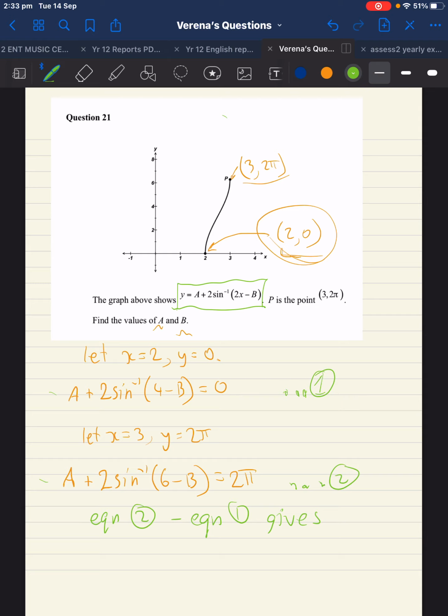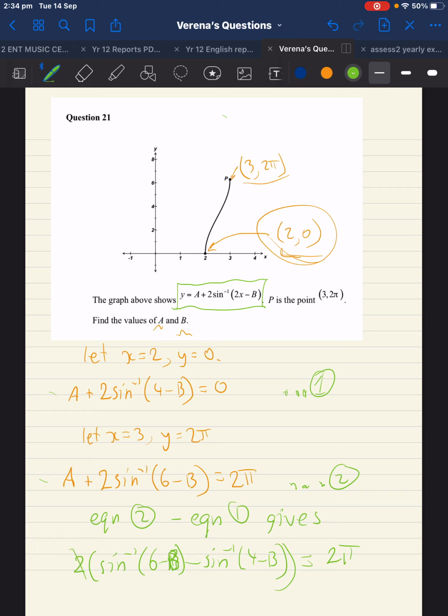A, take away a is gone. And then over here we end up with, I'm going to take that 2 out the front, 2 inverse sine (6 minus b), take away inverse sine (4 minus b), is going to be equal to 2 pi, take away 0. So 2 pi.